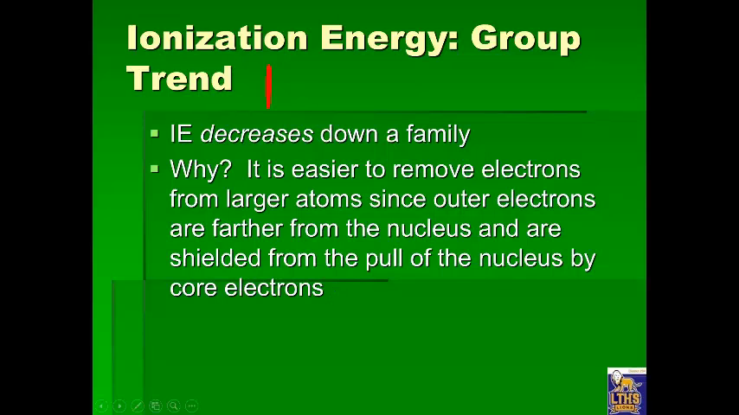Whoa, I just threw some extra terms at you. Core electrons are not valence. Outer electrons are valence. What do we call all the other electrons? Core electrons. So bigger atoms have more core electrons and their valence electrons are farther away. So it actually is easier to take electrons from bigger atoms. So less ionization energy because it's easier.